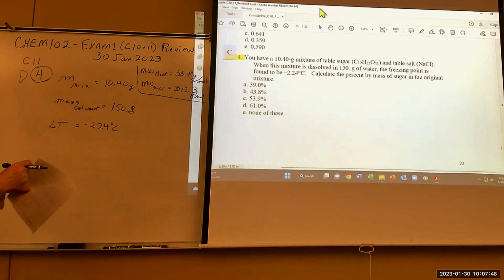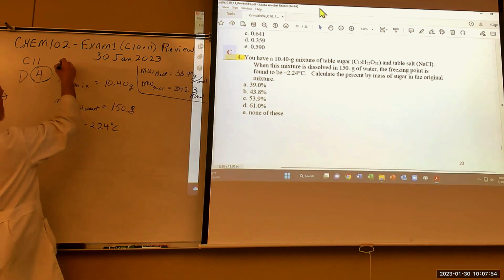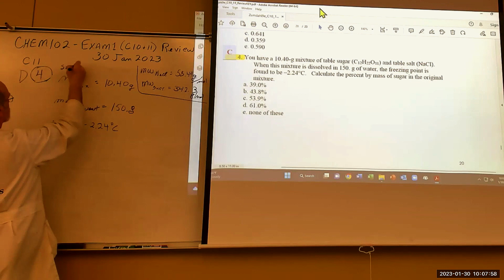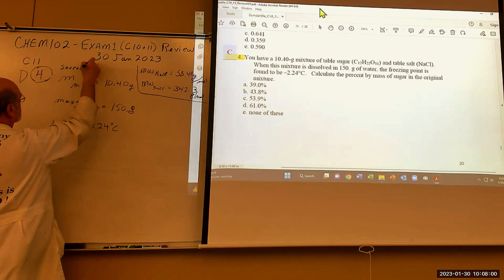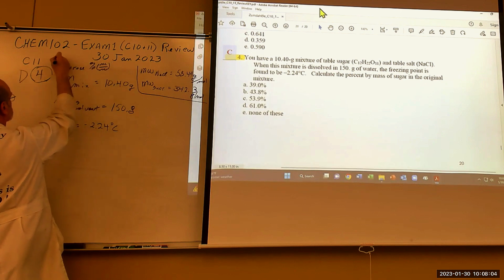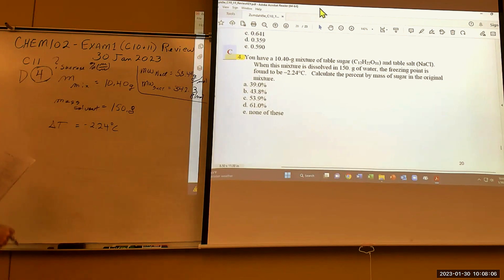Okay, calculate the percent by mass of sugar in this original mixture. What's the percent by mass? Sucrose percent by mass. That's the question.